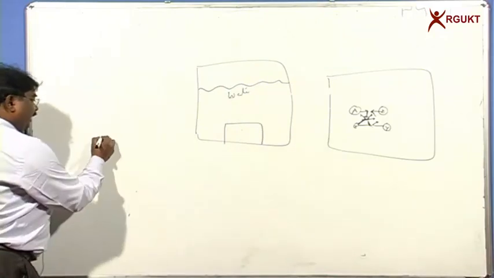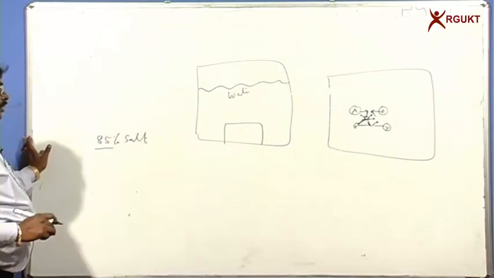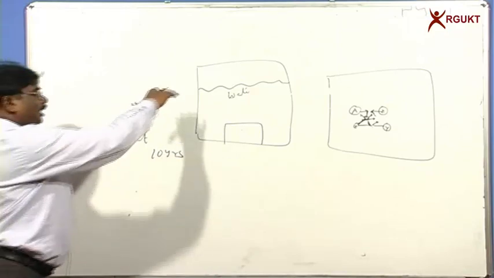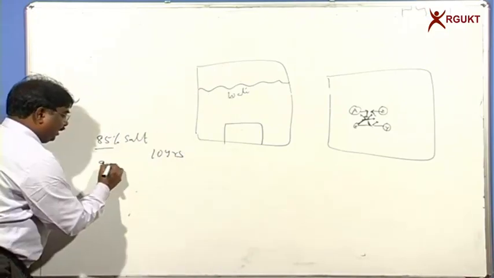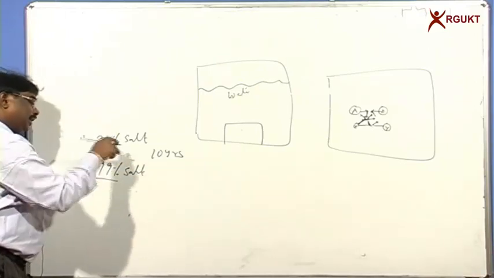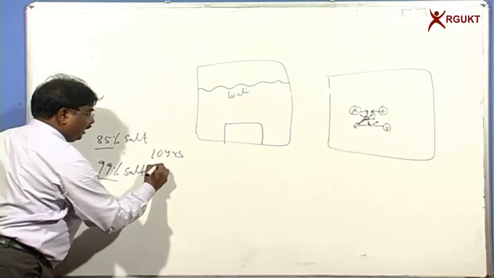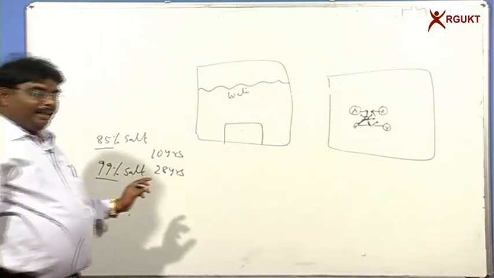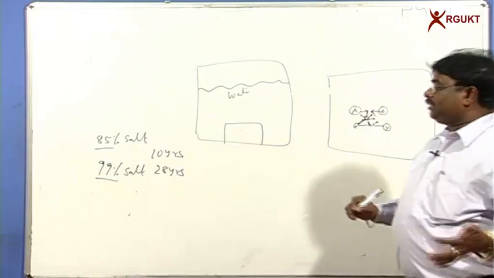And if you take this as the top surface of the water, to get 85% of the salt concentration over the top surface, it takes around 10 years. And to get 99% of the ultimate concentration of salt over the water surface, it may take around 28 years. So this clearly indicates how slow molecular diffusion is.